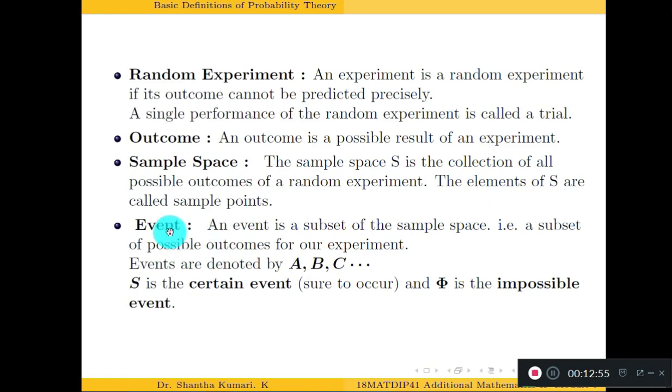Just like in set theory, we use the notation capital letters A, B, C, etc. for the events. If the event contains all elements of the sample space, then it is denoted by S itself, and we call it a sure event or certain event. It is 100% guaranteed. And phi is the impossible event. As I told you, in set theory we use the notation phi for the null set. So here, same meaning: impossible event means it does not have any elements. It is the impossible event or null event.